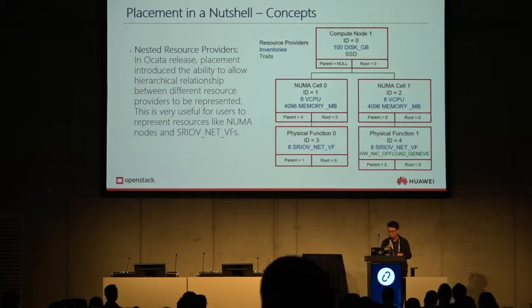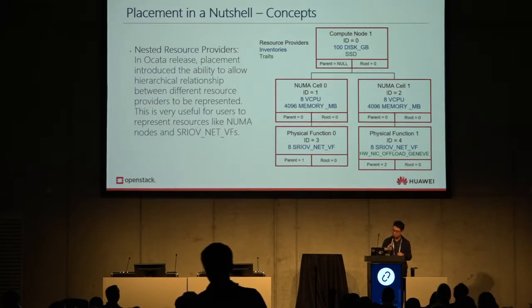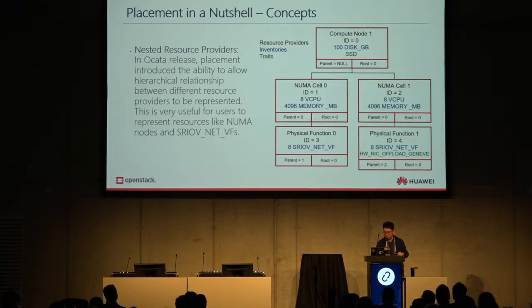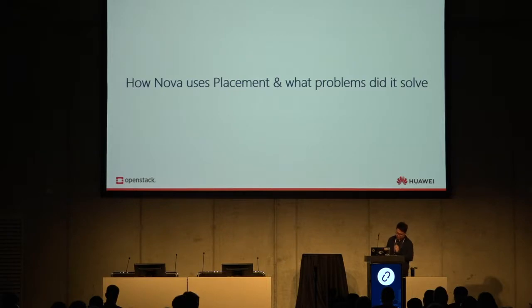Each represents a NUMA cell, and you can see the parent is zero and the root is also zero. These two NUMA cells also have children, with ID 3 and ID 4. For resource provider ID 3, the parent is one, which means its parent is one, and the root is zero, which means the root node is zero. We can use these fields to indicate the tree architecture. This is very good, as it perfectly reflects the physical architecture of the compute node, so users can use this kind of structure to achieve better scheduling.